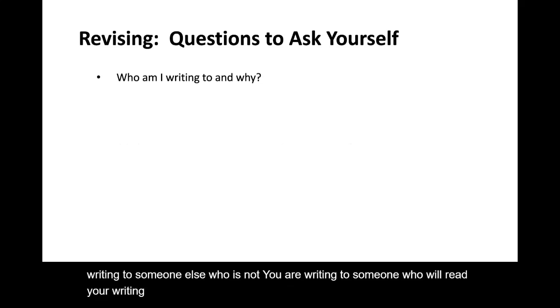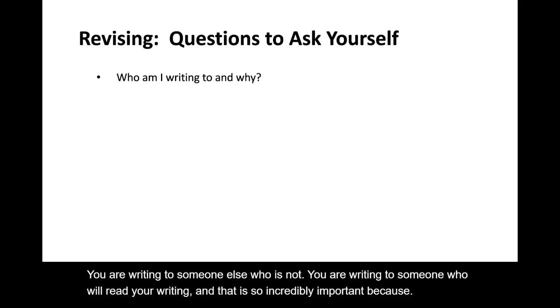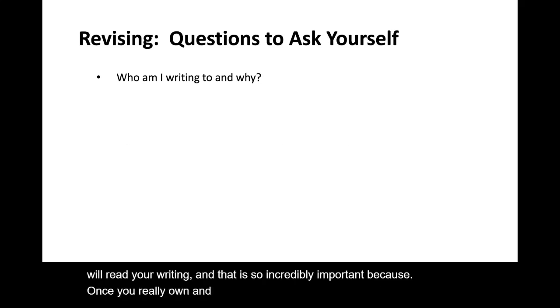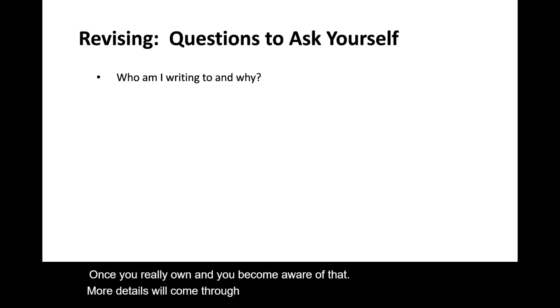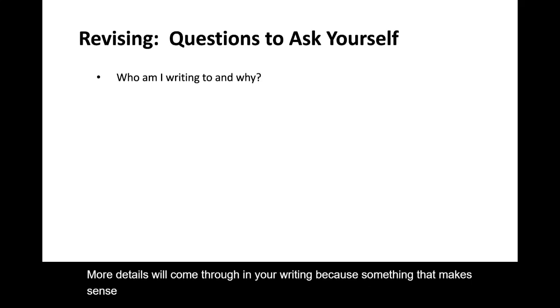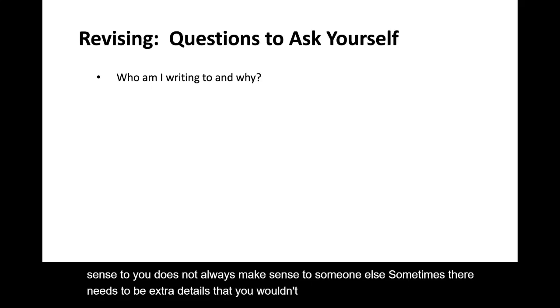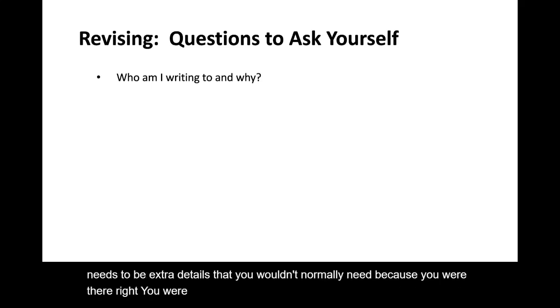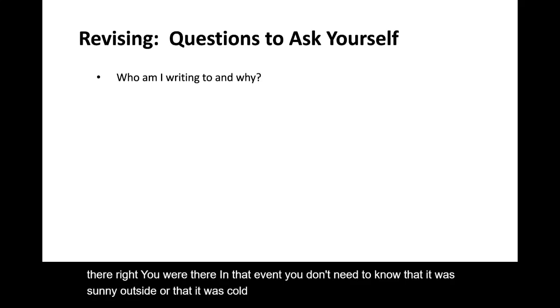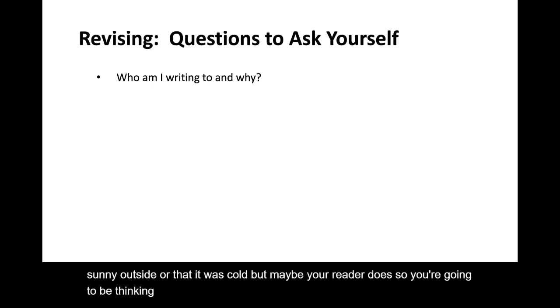And that is so incredibly important because once you really own that and you become aware of that, more details will come through in your writing because something that makes sense to you does not always make sense to someone else. Sometimes there needs to be extra details that you wouldn't normally need because you were there, right? You were there in that event. You don't need to know that it was sunny outside or that it was cold, but maybe your reader does. So you're going to be thinking about what your reader needs and writing to that reader.